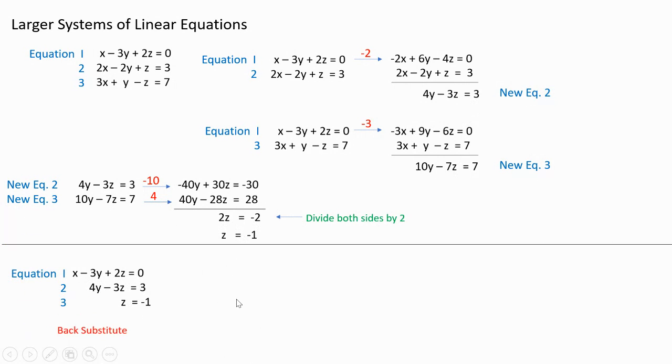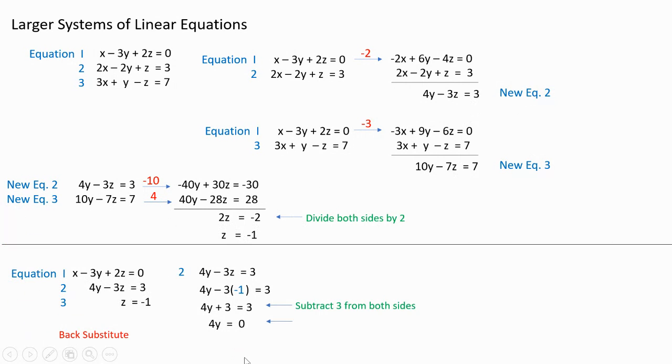Now, we're going to back substitute, which means I'm going to use the third equation, right? Because I already selected the z, which is -1. I'm going to go to equation 2, and I'm going to plug in -1 for z and solve for y. Then I subtract 3 from both sides. So 4y equals 0, then I divide by 4, so y equals 0.